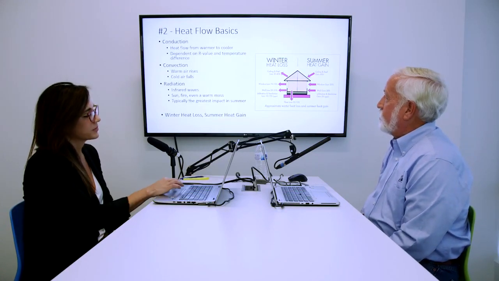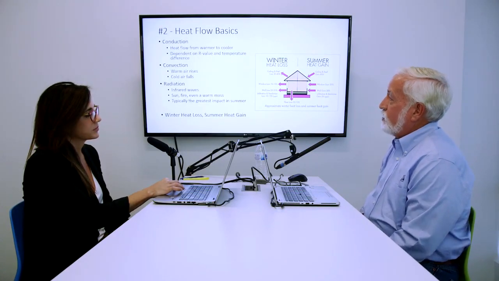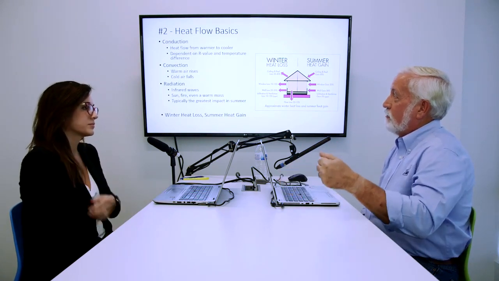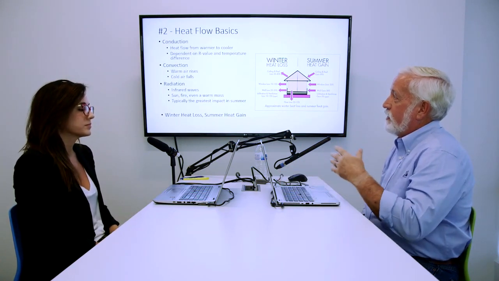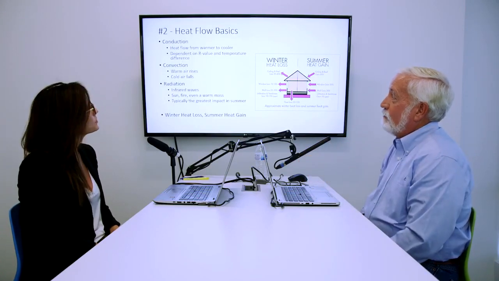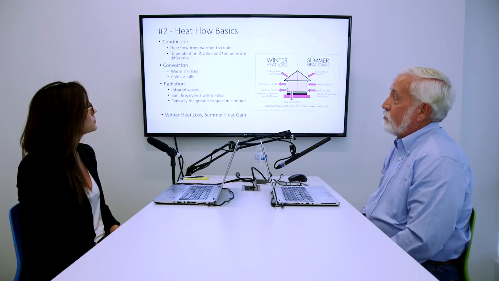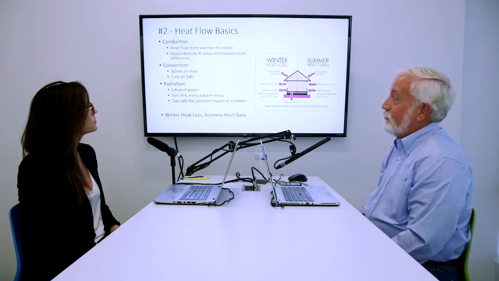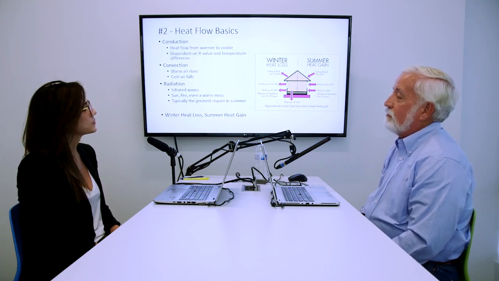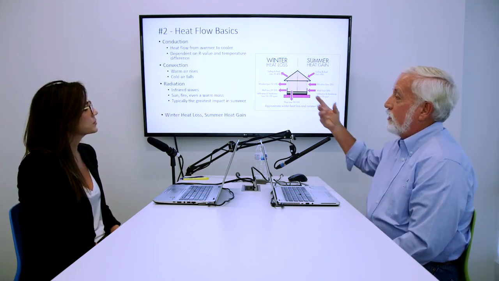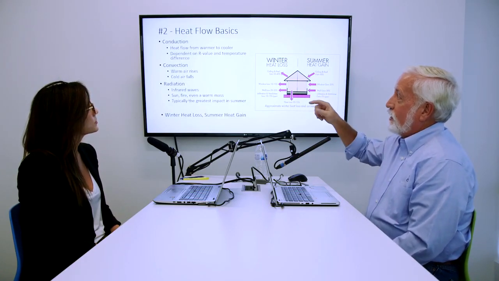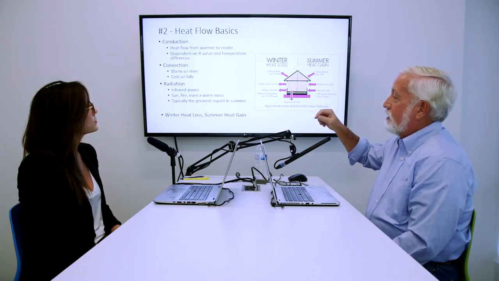Heat flows through conduction. And what I mean by conduction is heat flows from a warmer to a cooler spot. It's dependent on the R value that we've talked about a little bit and the temperature difference. Then we have convection, and that's heat that flows in air that's moving. Warm air rises, cold air falls. But also a forced air heating system is a convection system. We're moving heat through a moving airflow. So that's the second way we can move heat.